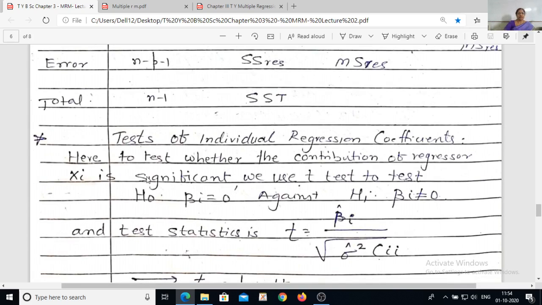Again, the second thing which we can go for, to test the adequacy of the model, is the test of individual regression coefficients. So here there are p regression coefficients beta 1, beta 2 up to beta p, and therefore to test whether the contribution of regressor xi is significant or not, individually we are going to test whether beta 1 is equal to 0, beta 2 is equal to 0, up to beta p is equal to 0.